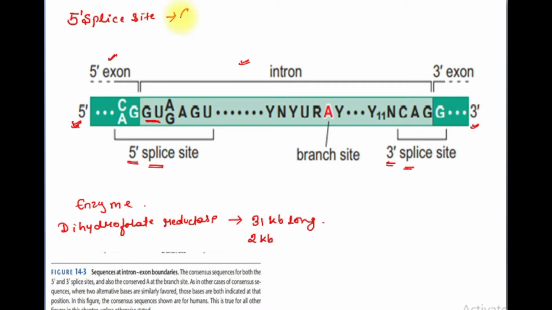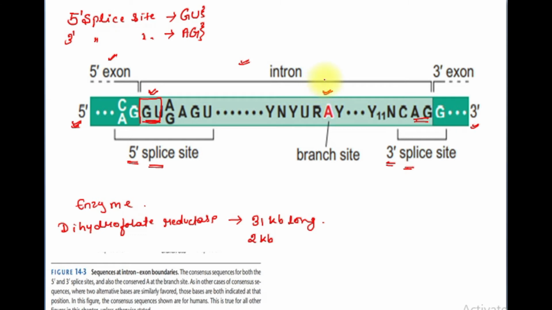We have a GU-rich region, and near the 3' splice site we have an AG region. So we have GU and AG as conserved sequences near the intron. See here, this part has GU and here we have AG. These are the conserved regions and they are present near the intron. And in the intron we have another site which is known as the branch point.